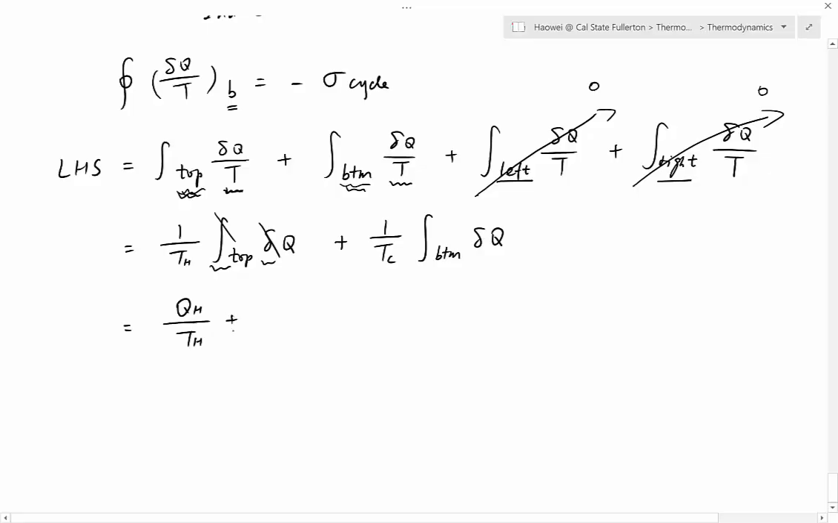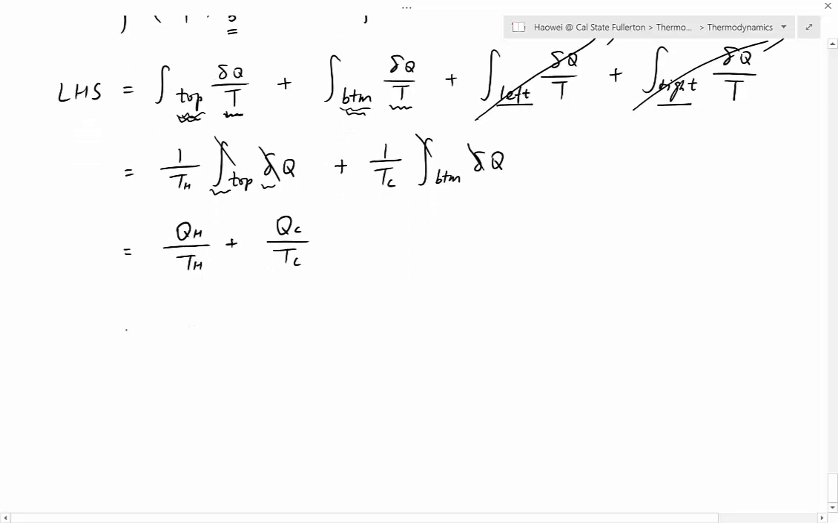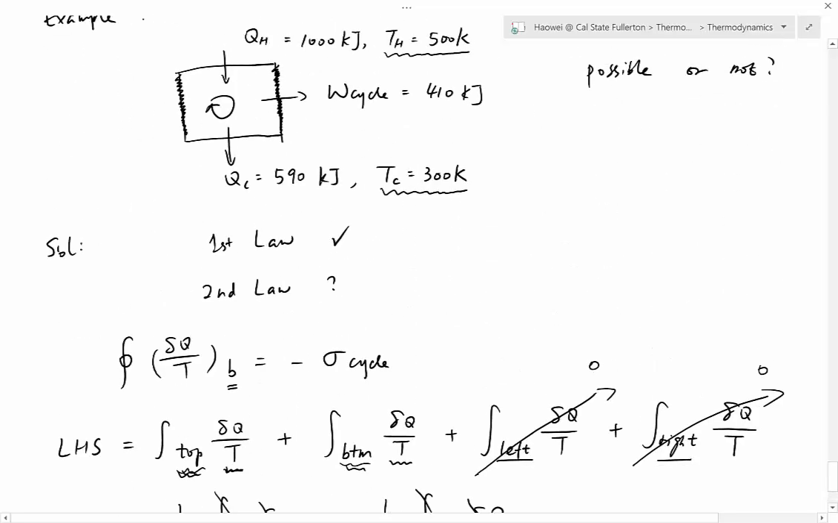We do the same thing for the second term. Integral cancels derivative, so what is left is q on the bottom surface, we call QC over TC. So this is the equation. Do we have all four numbers? Yes, we do. QH is equal to 1000 kilojoule.